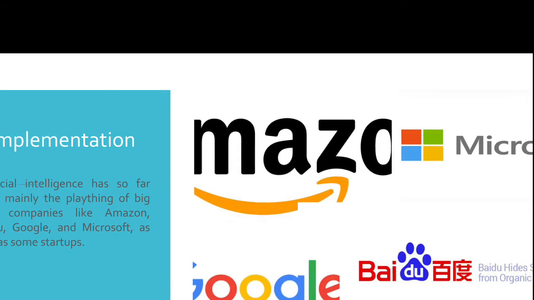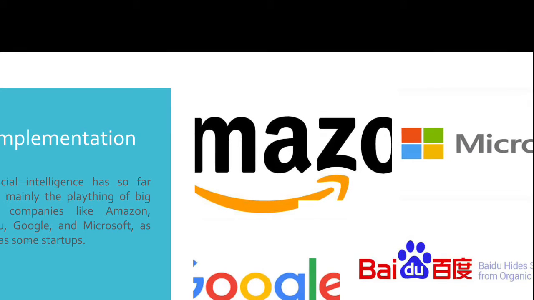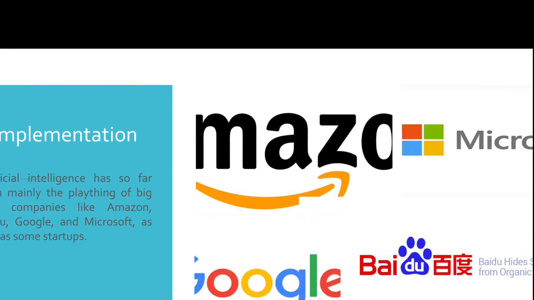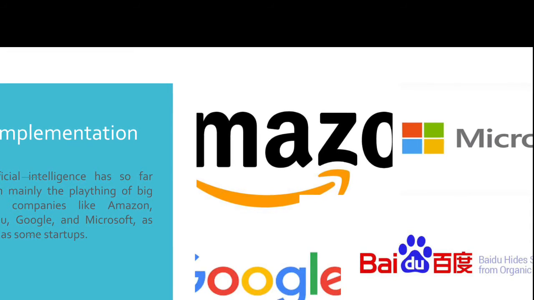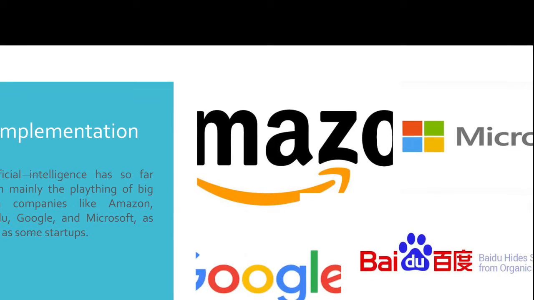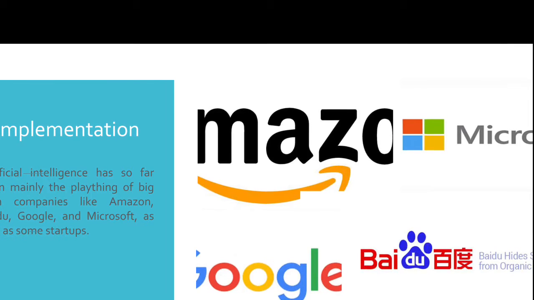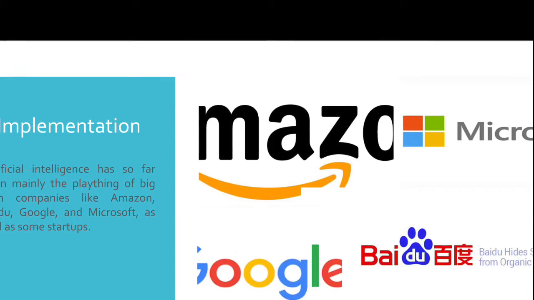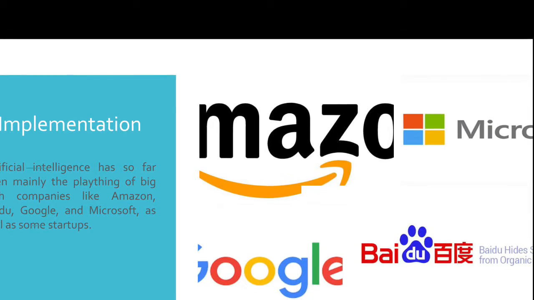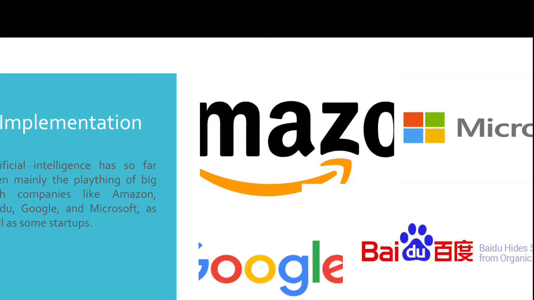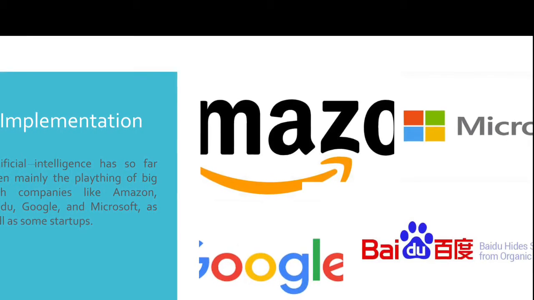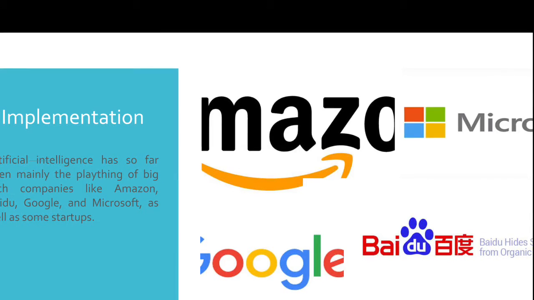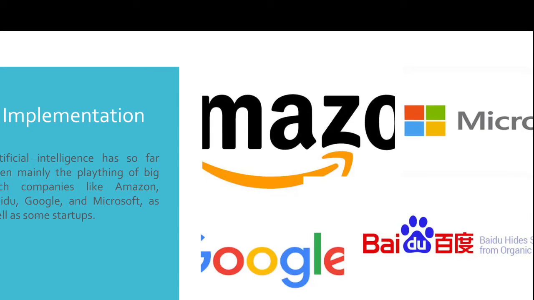Artificial intelligence has so far been mainly the plaything of big tech companies like Amazon, Baidu, Google, and Microsoft, as well as some startups. For many other companies and parts of the economy, AI systems are too expensive and too difficult to implement fully. Currently, AI is used mostly in the tech industry, where it has created efficiencies and produced new products and services. But many other industries or businesses have struggled to take advantage of the advances of artificial intelligence. Sectors such as medicine, manufacturing, and energy could also be transformed if they were able to implement the technology more fully, with a huge boost to economic productivity.